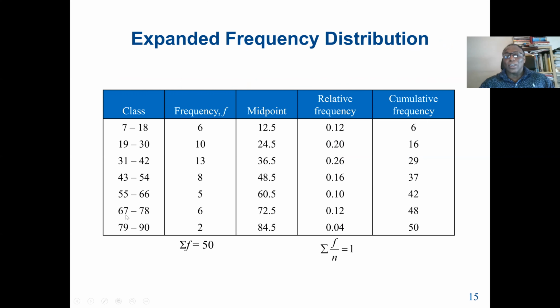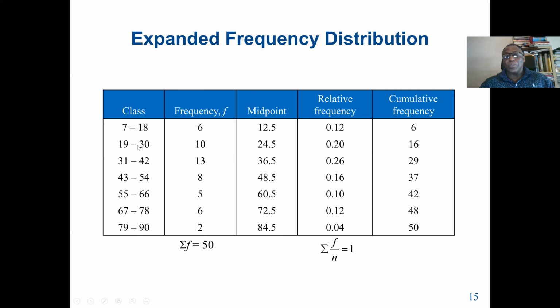We know how to get the class, the frequency, we count it, we find the midpoint, and the midpoint we say always is the average value of the lower limit and also the upper limit. Then from there we find the relative frequency, which will be the proportion of each class. We can see the total is 1.